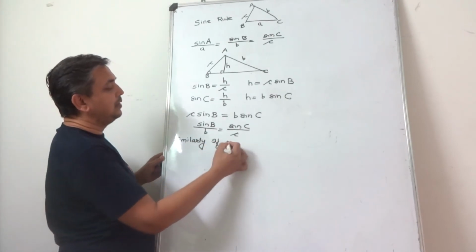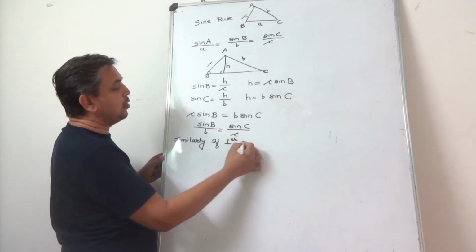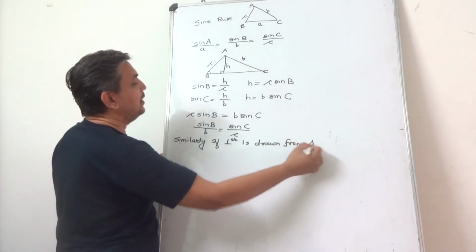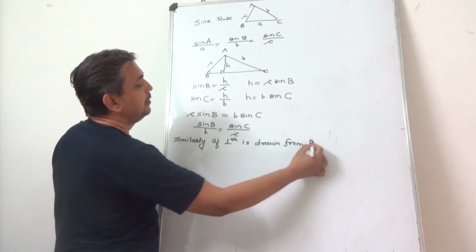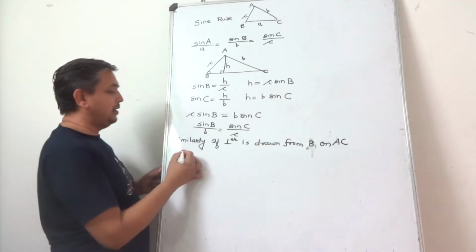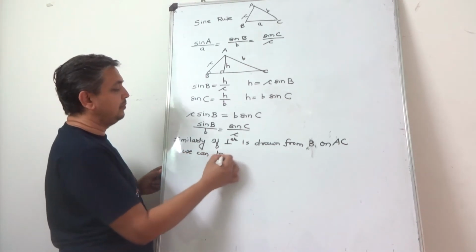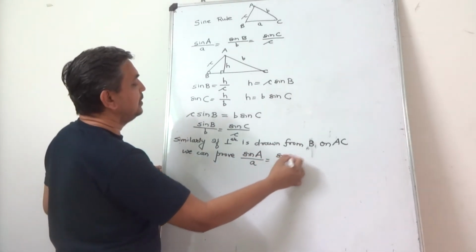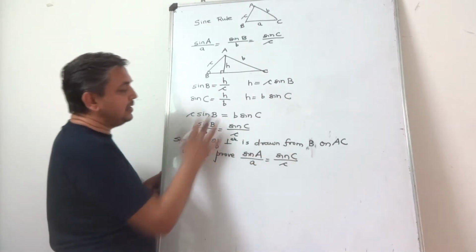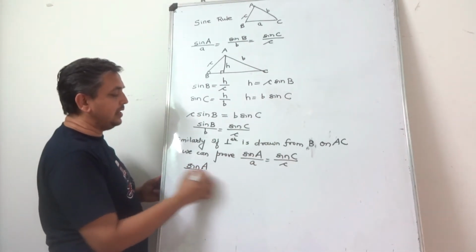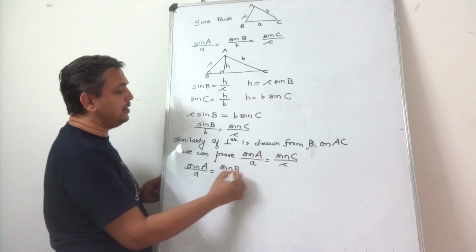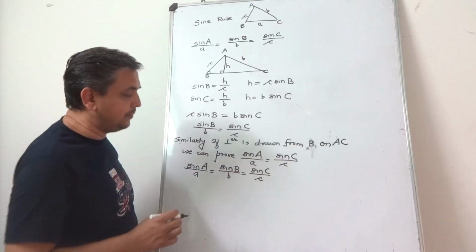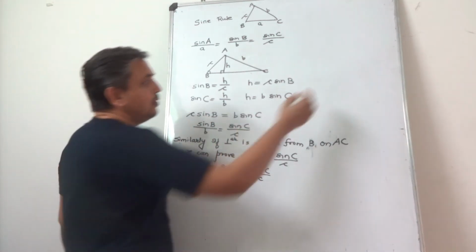So we write here, similarly, if a perpendicular is drawn from B on AC, we can prove sin A upon a is equal to sin C upon c, and if we combine these two results we can write sin A upon a equal to sin B upon b equal to sin C upon c, and this is called the sine rule. Now students, there is one more result from this.